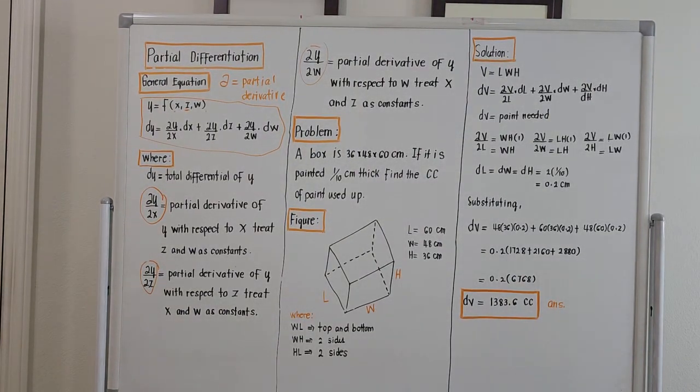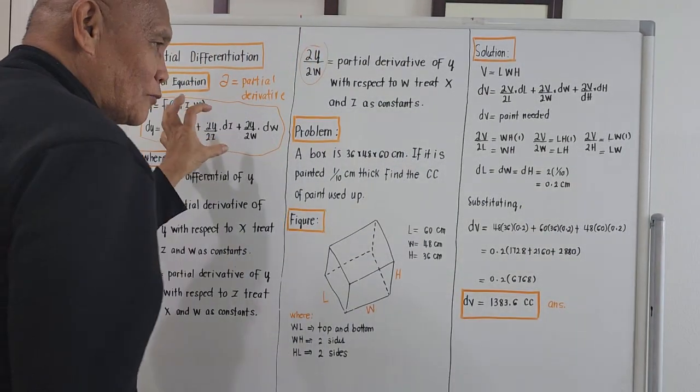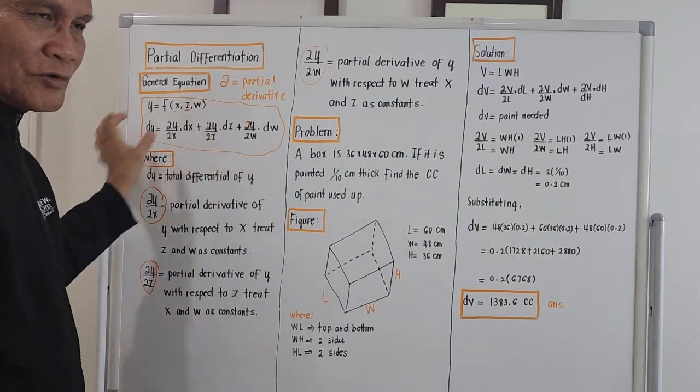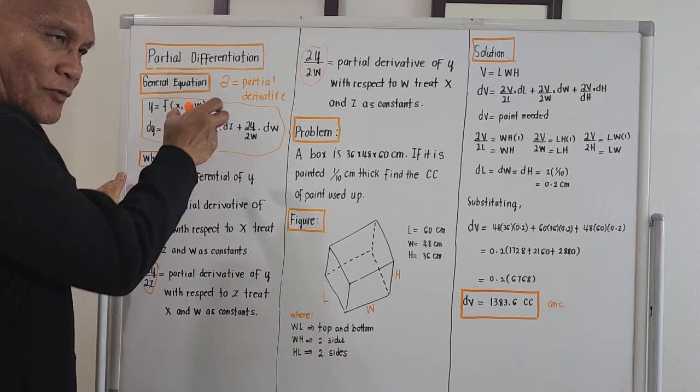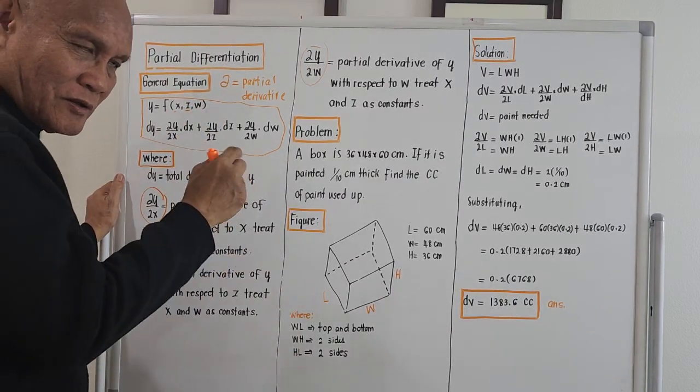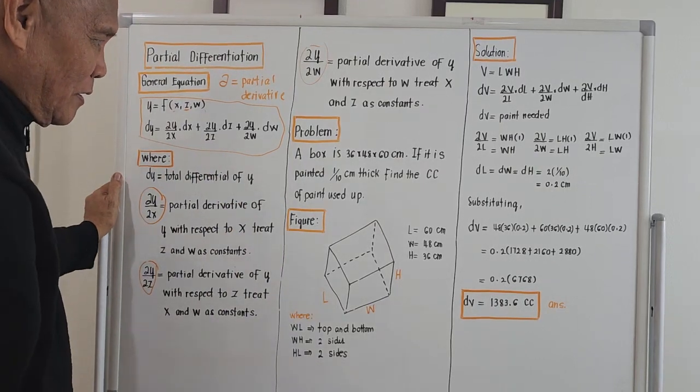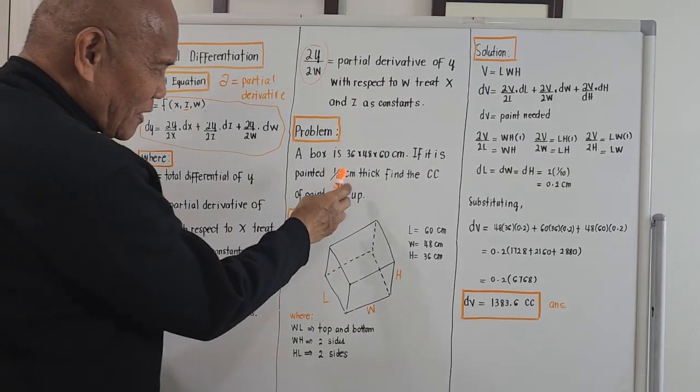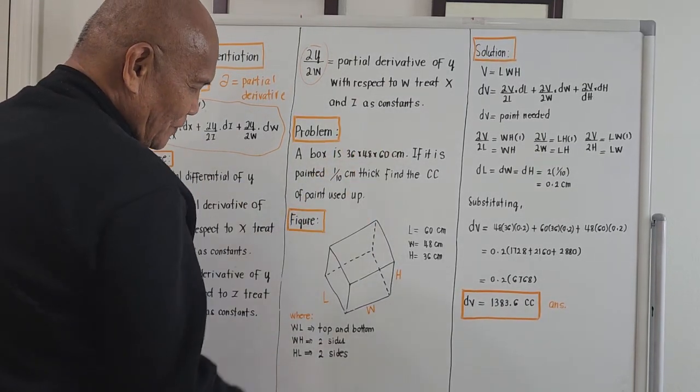Okay, that will be an application problem of this partial differentiation here. That involves three variables. So this is a calculus that involves three variables. And that calculus is actually differential calculus. Okay, we are given a box 36 by 48 by 60.